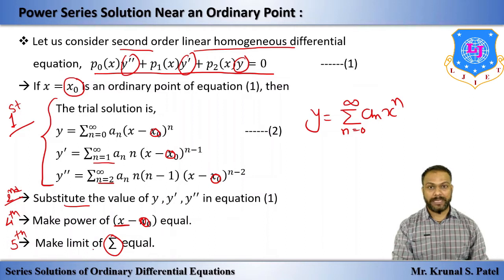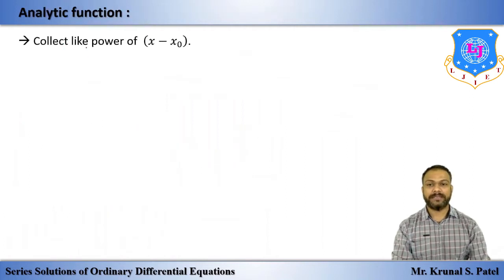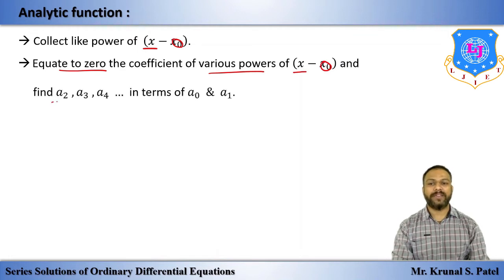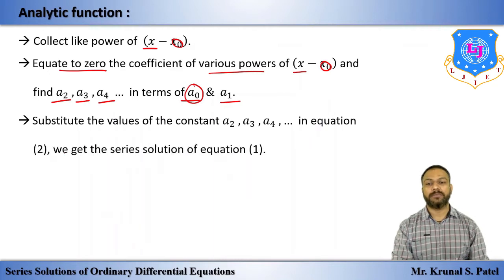Then after making the limit of sigma equal, collect the like powers of x, because this is equal to 0. So collect the like powers of x, then equate to 0 the coefficient of the various powers of x, because we have this 0, and find the values of a2, a3, a4 and so on in terms of a0 and a1. In some examples we have it only in terms of a0. Now after getting all these values, just substitute them in equation number 2, that means in the trial solution, and we will get the final series solution of equation number 1. These are the steps that we have to remember.